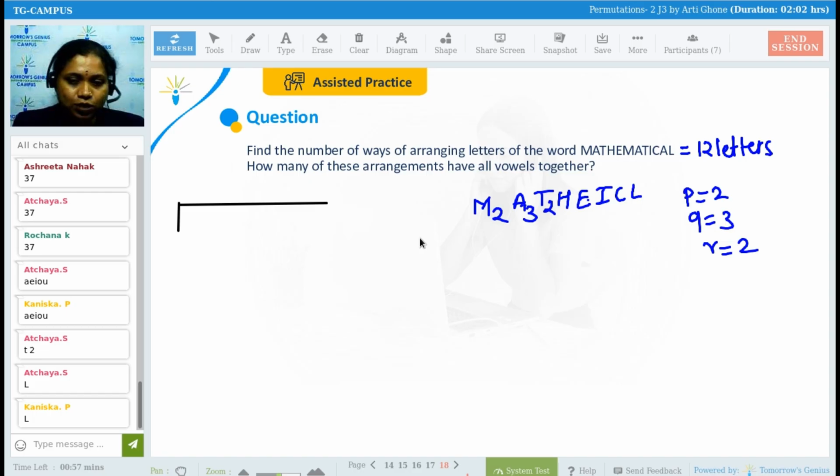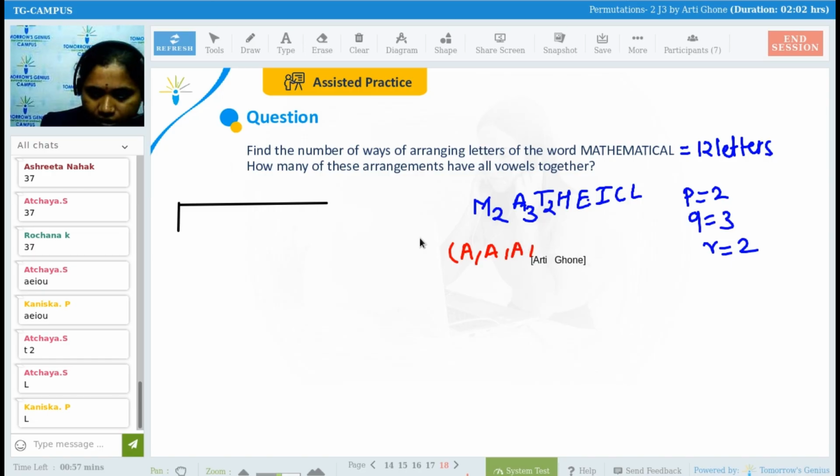We are concerned with the vowels. So what are the vowels? We can sort it out. A, 3 times. E 1 time. I 1 time. Clear? Okay. So, yes or no? Out of 12 letters, I am making a unity of all vowels together. Clear? Pay attention over here. I am making the unit of 5 vowels together. 1, 2, 3, 4, 5.